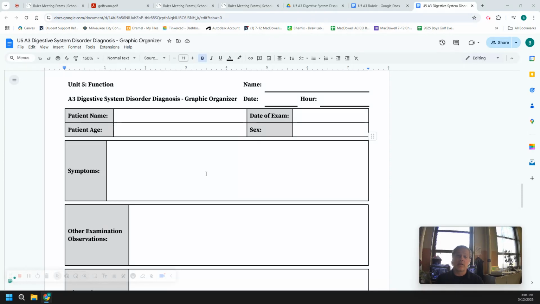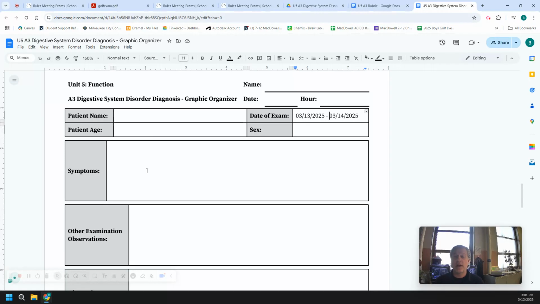So you have the patient's name, so you put in Linda or Harold or whatever, their age, the date of the exam. Now for you, the date of the exam is going to be the day that you're doing this activity. So it'll probably be March 13th, 2025, or maybe March 14th, because you might be doing this on the following day, on the Friday, right? You would like to put the sex of the individual, male, female, if listed. If it's not listed, it's okay to put other.